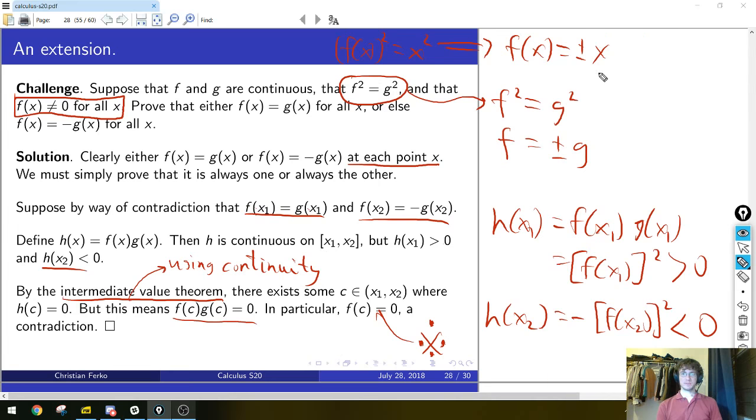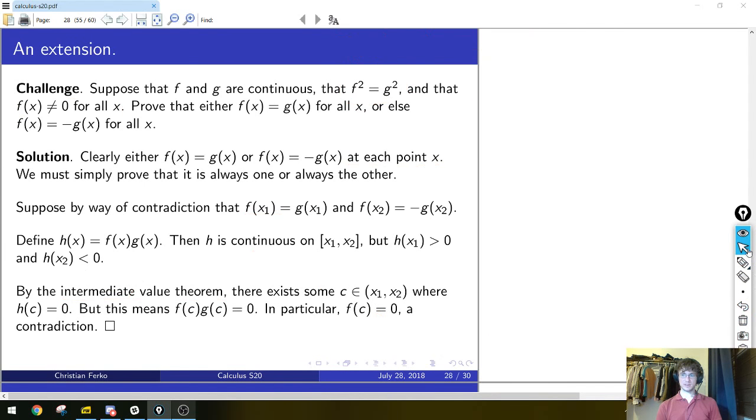Right, so very similar to the last thing. We just assume by contradiction that they switch sign, define the product, and use the intermediate value theorem. Questions on this? I have none. Okay, I think I can do the last one in like 5 minutes.